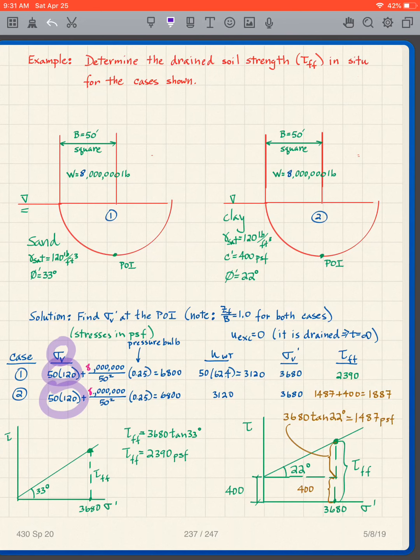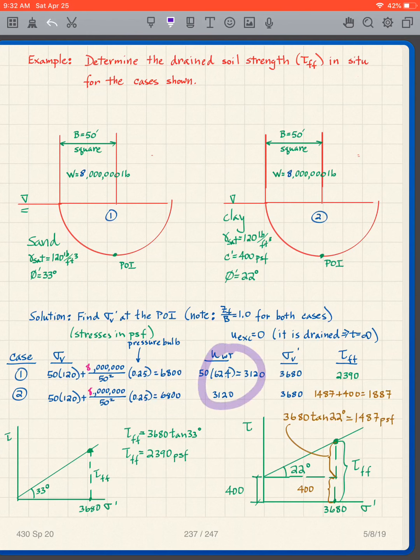But what else do I have to include? I've got to include the stress due to the weight of the structure. The weight of the structure is 8 million pounds. The area is 50 squared. And if I look at my pressure bulb, it's times the pressure bulb factor, 0.25, because it's below the edge. So I get my sigma V at those locations is 6,800.